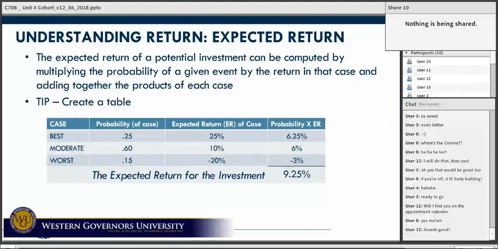And the only other point I would make is the probabilities sum up to 1, right? 60 plus 25 plus 15 equals 100%. Because something is bound to happen. The probabilities have to add up to 100% because we know something's going to happen. We just don't know what it is. So that's how we would calculate our expected return.